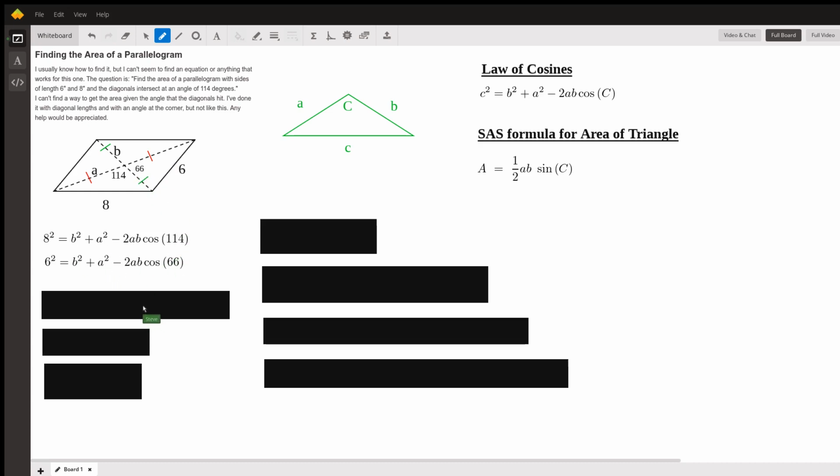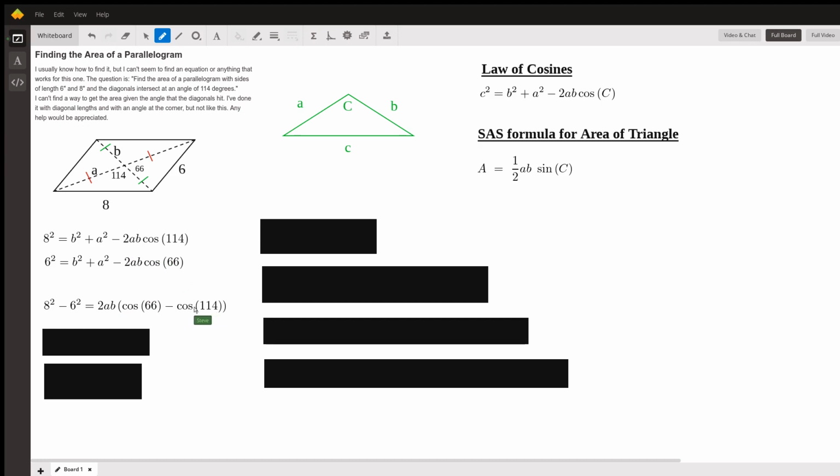So this looks like it may be where are we going with this, but now I have these two equations, I'm going to subtract them. So now I have 8 squared minus 6 squared. Notice what happens when I subtract these. The b squared plus a squared terms cancel out. And when I subtract this, this essentially becomes positive. Notice the 2ab is common, and now I'm left with cosine of 66 minus cosine of 114.